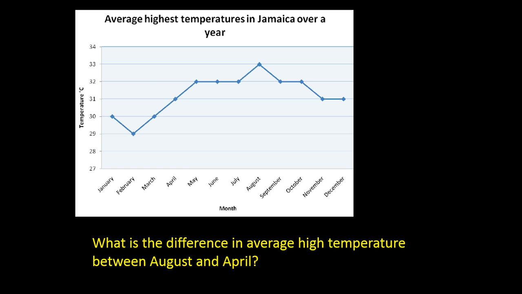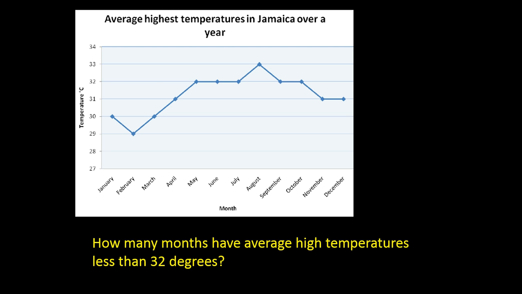What's the difference in average high temperature between August and April? So we need to find the average high temperature in August, which is 33 degrees, and the average high temperature in April, which is 31 degrees, and we want the difference of those two, which would be 2 degrees.